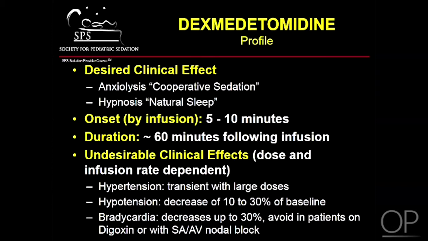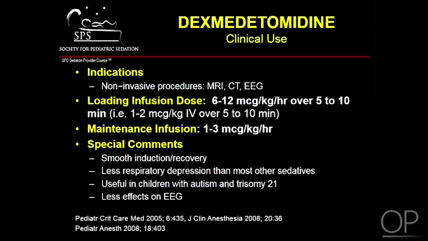In some cases, dexmedetomidine can, however, induce nodal block, and thus caution should be used in patients on digoxin or in any patients with an underlying conduction block. Indications for dexmedetomidine are non-invasive procedures like MRI and CT. Initial loading doses of 1 to 2 micrograms per kilogram IV over 5 to 10 minutes are usual loading infusion doses. Maintenance infusions may then be started after the child is asleep at 1 to 3 micrograms per kilogram per hour. Typically, induction is smooth, although at times a child may become agitated during the slow induction phase. During this time, a dose of intravenous midazolam may help to facilitate sleep.